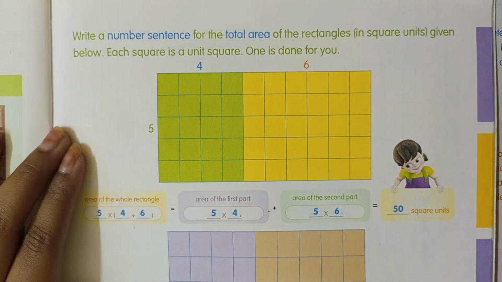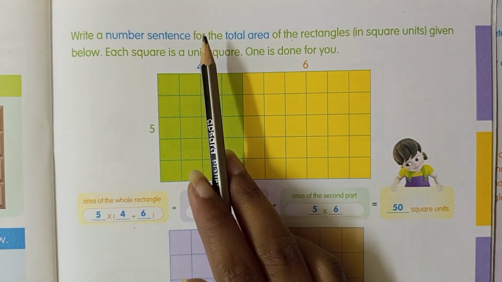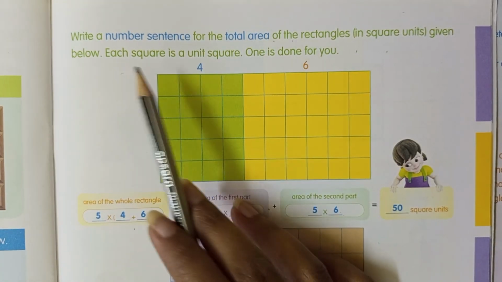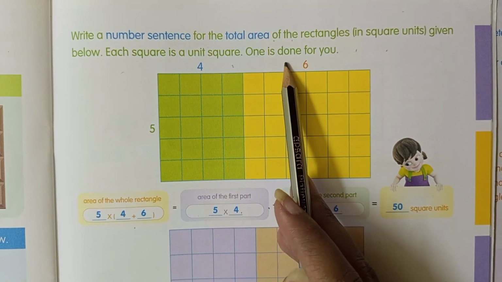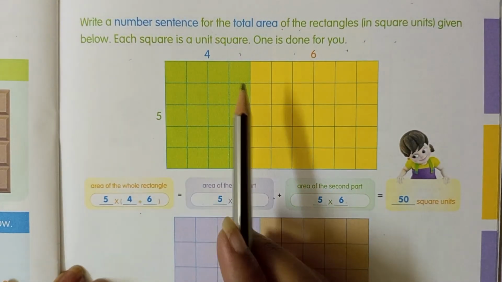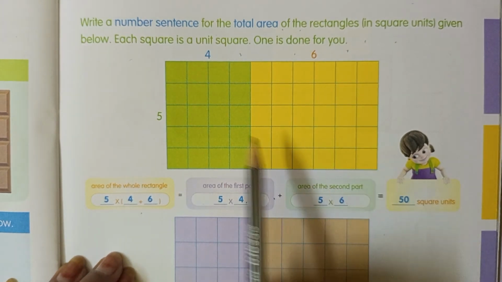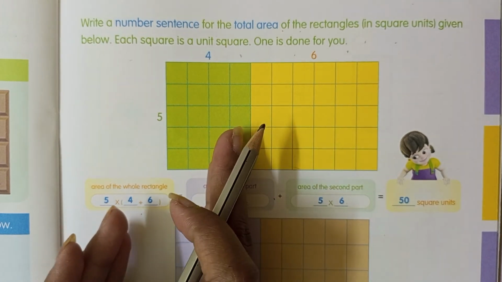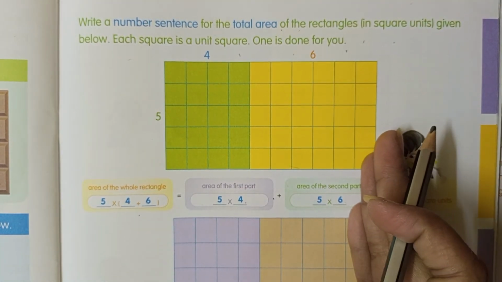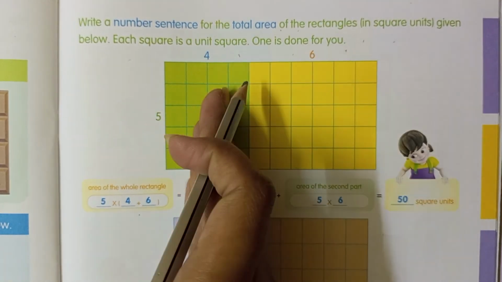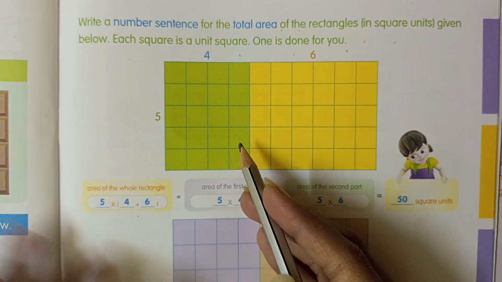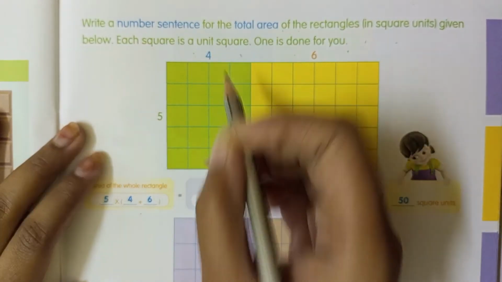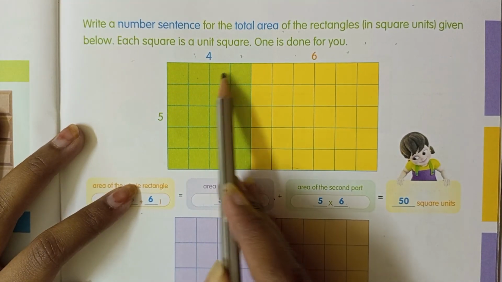All of you see page number 39. Write a number sentence for the total area of the rectangles in square units given below. Each square is a unit square. One is done for you. See the first one. It is in the shape of a rectangle. They divided this rectangle into two parts. One is the green part and another one is in a yellow shade. First we are going to this side, green shade. How many units are there for this breadth side? Breadth side is 4. 1, 2, 3, 4.